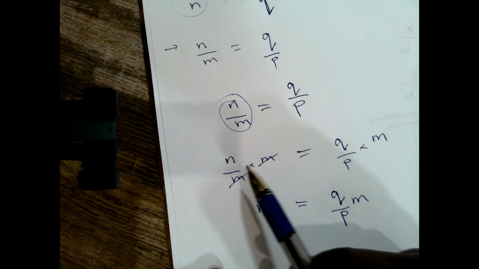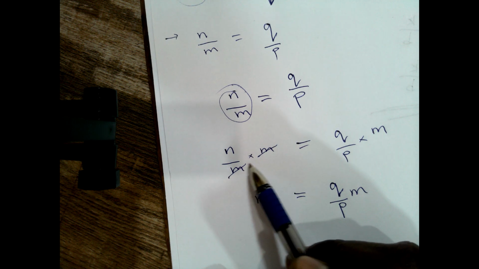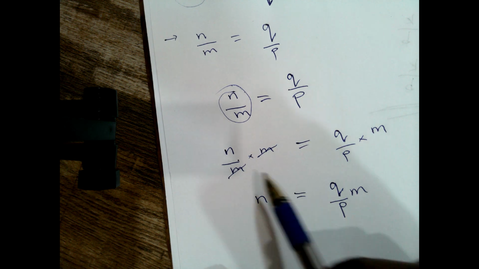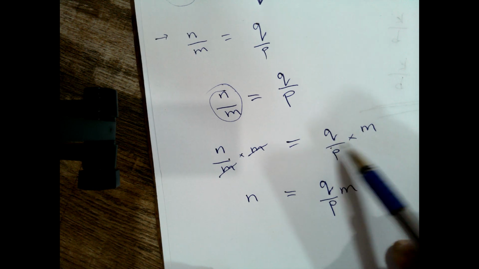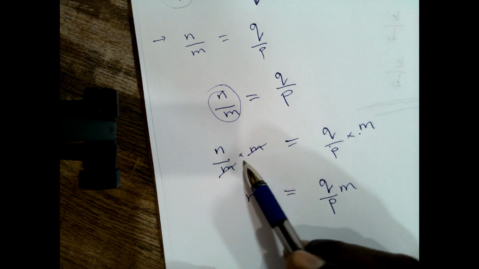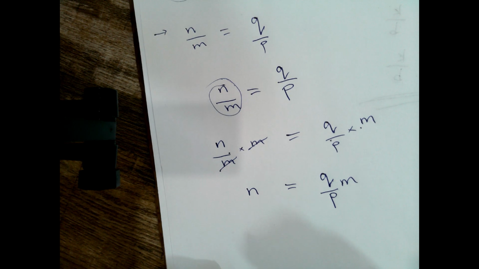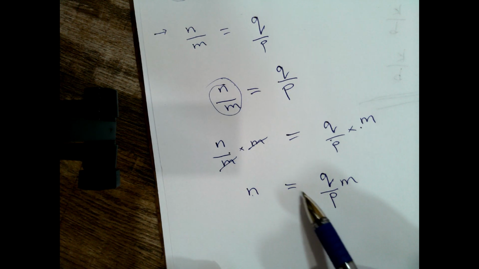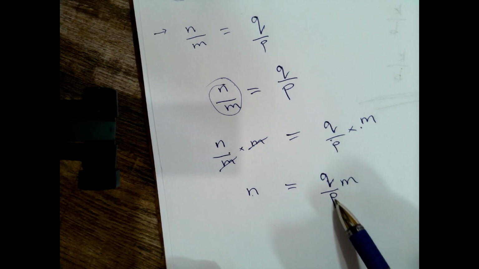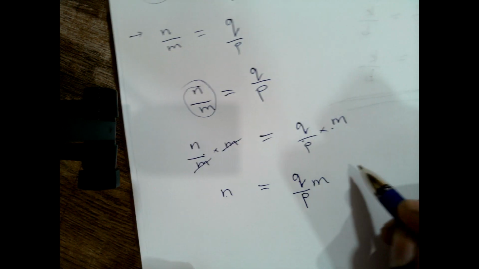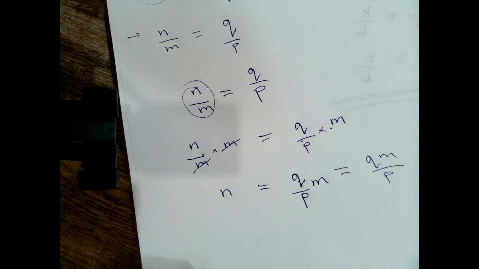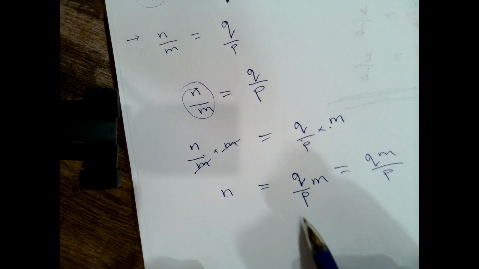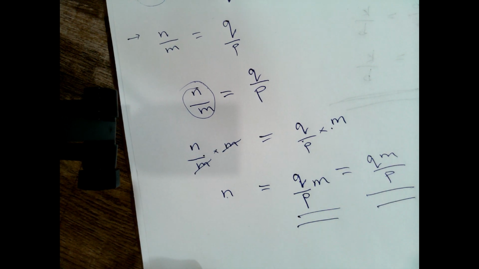So what we did, we multiply both sides by m. N on m by m equals q on p by m. The m's cancel out and we end up with n on this side equals q over p by m, which is the same thing as qm on p. And that's the answer. Any one of them will be accepted.